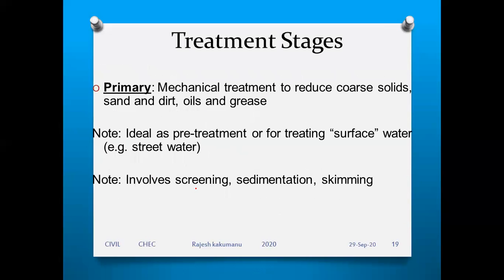Then, what are the treatment stages? As we all know, that is the primary treatment, where mechanical treatment is done to reduce coarse particles, coarse solids, sand, dirt, oils, and grease. It is ideal as pre-treatment or for treating surface water, that is the street water. It involves a screening process, sedimentation process, and skimming process. So in the short forms of the slides we have just discussed, you can easily understand the concepts, right? So it involves screening process, as already discussed, 3 types. Sedimentation process, we discussed design and sedimentation, and also the skimming process, we have discussed that also, right?